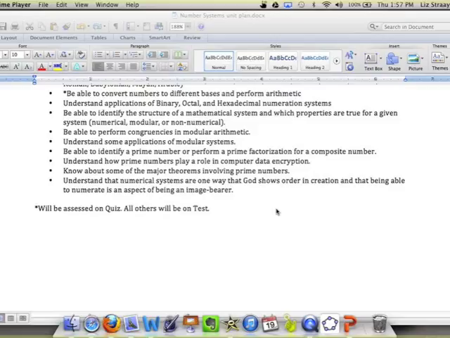Alright, where are we in our objectives? Okay, so prime numbers, computer data encryption. The next one says, know some of the major theorems involving prime numbers. So we had 3 of those theorems. One of them was the Riemann hypothesis, and that talks about the spacing of these prime numbers. They get further and further apart as we go, but it seems so far to actually be random. The Riemann hypothesis would be coming up with some sort of non-random pattern to it. But so far, it looks random to us.